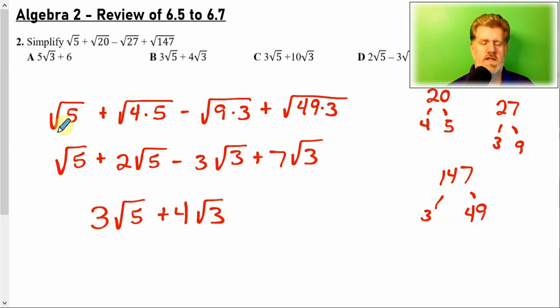Let's see if we've got that up there. 3 roots of 5 and 4 roots of 3. There it is right there. It's B. Sorry if I accidentally cut off D over here. Sorry. Well, that's just my fault. It's a good thing it wasn't the answer, huh? Alrighty.